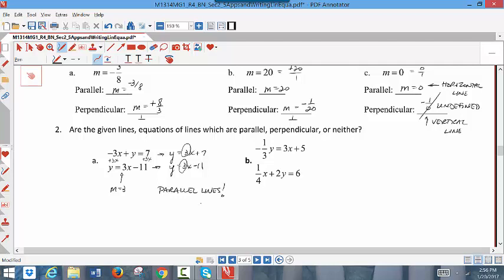Okay, part B, these are all out of order. This one's a big mess. In part B, again I need to solve for y.